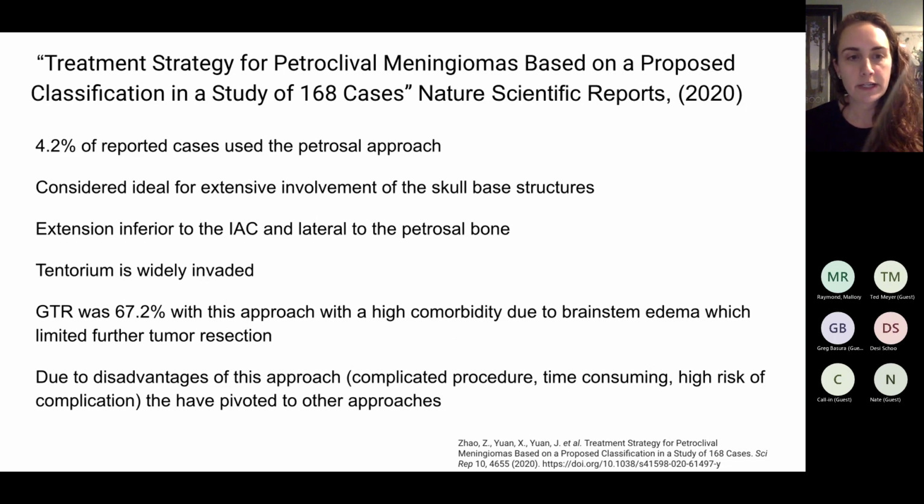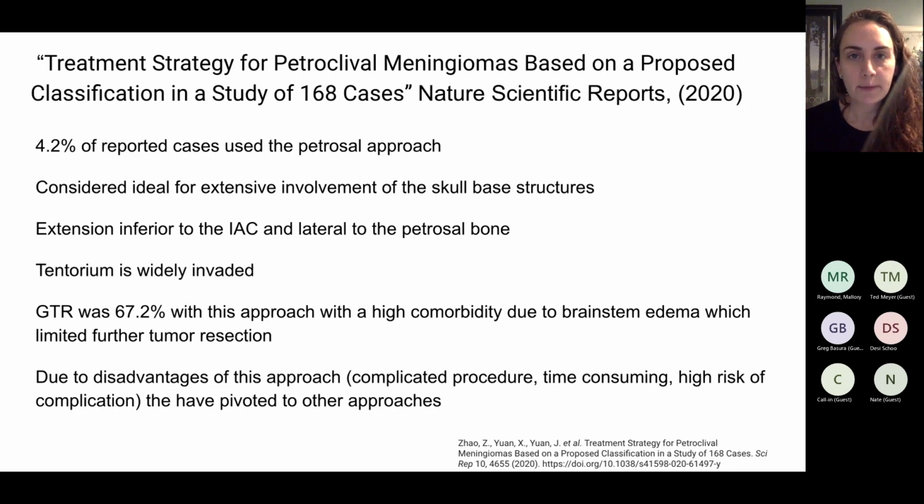I wanted to briefly describe for you some of the controversy that surrounds this approach. This paper came out in 2020, where they tried to come up with a treatment strategy for these petroclival meningiomas. They only used the petrosal approach for 4.2% of their reported cases. They felt this approach was ideal for cases with extensive involvement of the skull-base structures, with extension inferior to the IAC and lateral to the petrosal bone, where the tentorium is widely invaded.